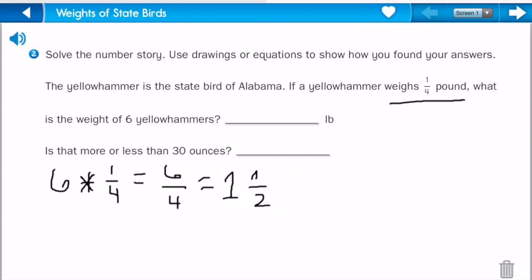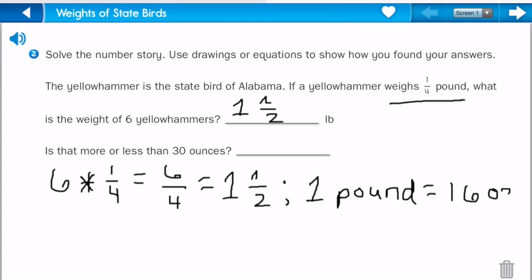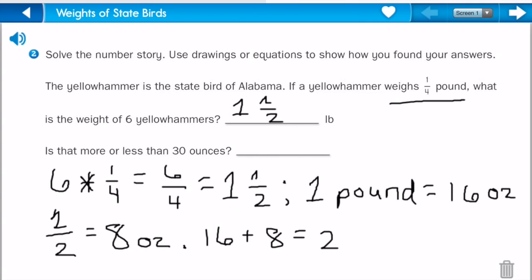Okay? So our answer would be 1 and 1/2 pounds. Now they want to know, is that more or less than 30 ounces? So let's think about this. 1 pound equals 16 ounces. I'm going to put OZ for ounces, that's the abbreviation for it. So that means 1/2 of a pound would be 8 ounces. And so 16 plus 8 equals 24 ounces.